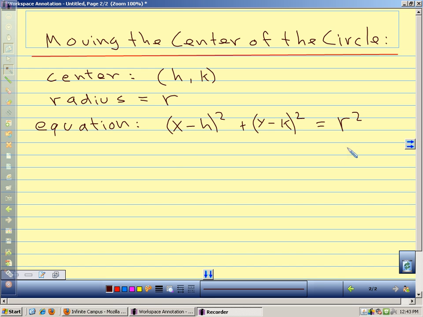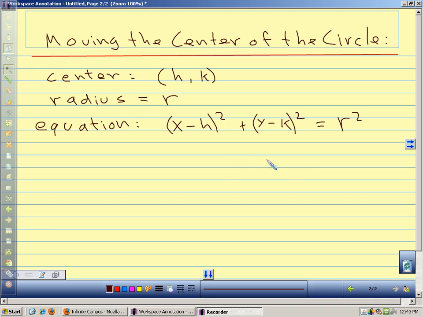Now, one thing to notice here is that the sign here on h is positive. The sign here on h is negative. The sign here on k is positive. The sign here on k is negative. So whatever number is here, when we put it into our equation, the signs switch. So we switch the signs between our point and our equation. So let's look at a couple of examples of this. Questions on the equation before we move along?